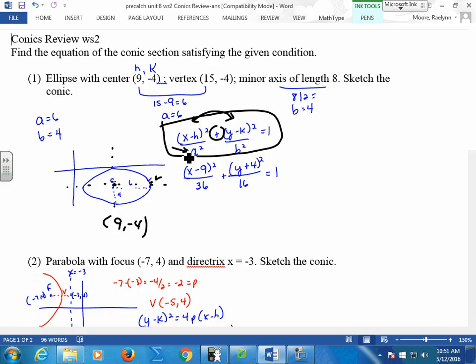So I can find the distance from my center to my vertex. That's A. So 15 minus 9 gives me 6. So I can fill this guy in, 6 squared. Good so far? Okay, now, I've exhausted that one.